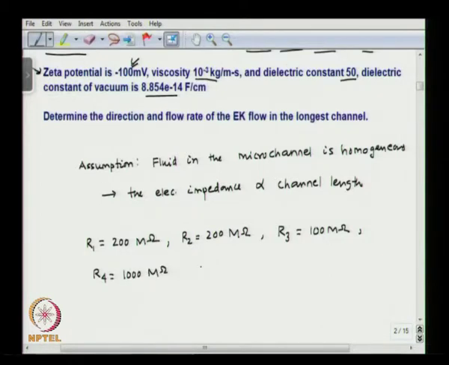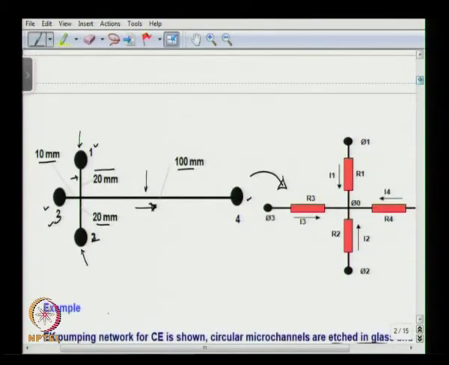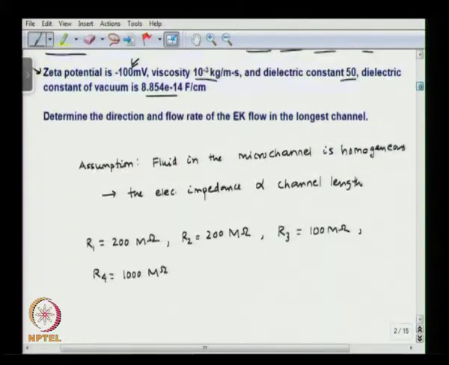So, R3 has half the channel length. So, R3 is only 10 millimeters, so it will be half of R1 to junction. So, that is 100 mega ohm and R4 is 10 times R3. So, that will be 1000 mega ohm.